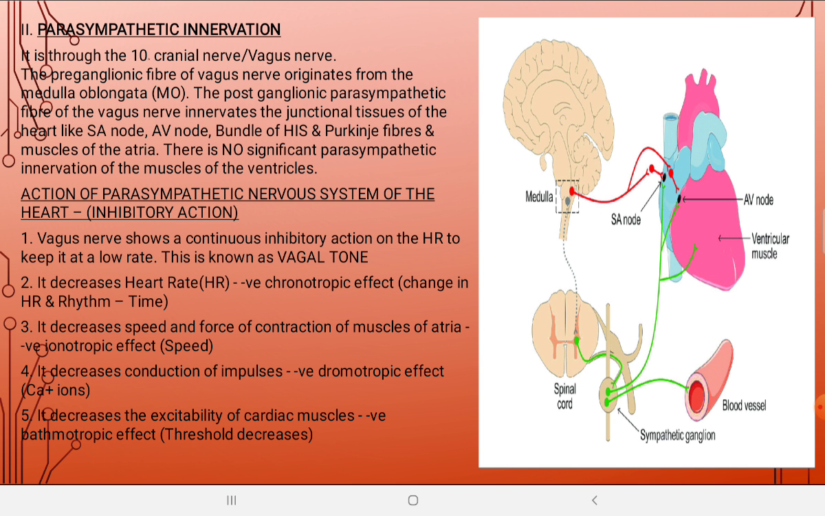So that means when it was sympathetic, junctional tissues, both the atria and the ventricular muscles, were innervated. When parasympathetic comes, it only innervates the junctional tissues and the atrial muscles. There is no significant parasympathetic innervation on the ventricular muscles.